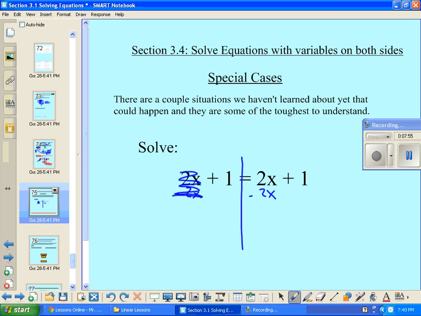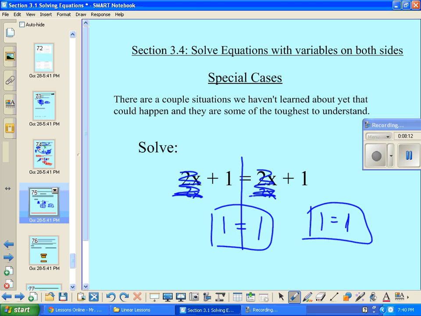When I do that, it eliminates the 2x's from the left side, so all I have left on the left side is 1. If I subtract 2x on the right side, they also cancel, and all I have left on the other side is 1. So all I'm left with is 1 equals 1. This is what I have. And is that true? Well, yeah, 1 is equal to 1. So you'd put a check next to it and say, yeah, that does work out.